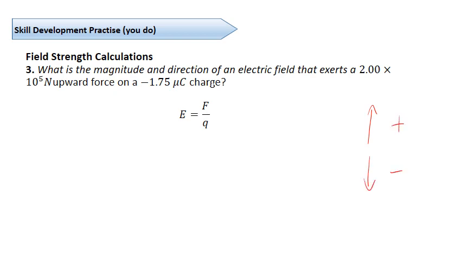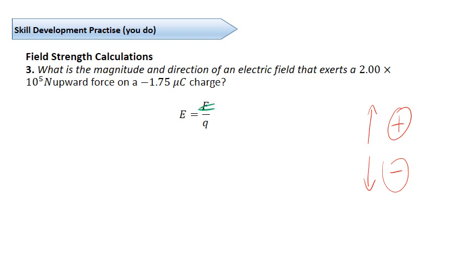Up is positive and downwards is negative. If the answer you get is positive, that means the direction of the electric field will be upwards. And if you get a negative answer, the direction of your electric field will be downwards.